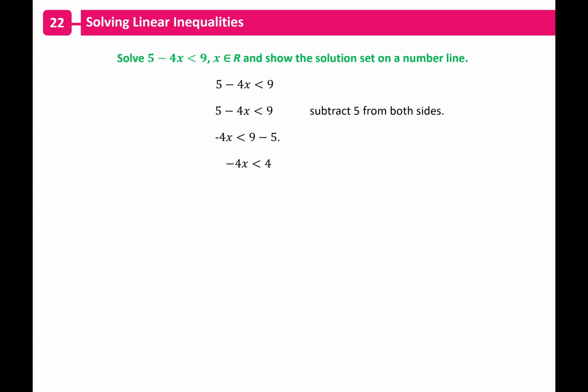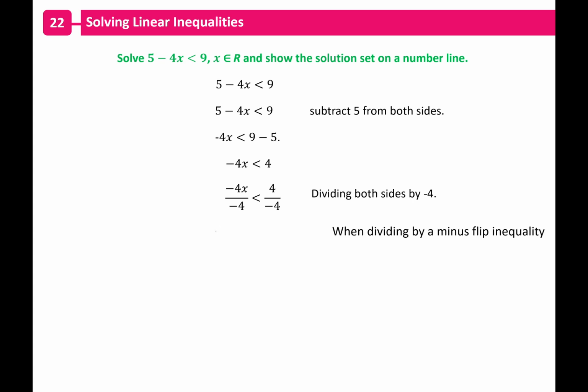I now want the x on its own, so I have x times by minus 4. So to move my minus 4, I must divide both sides by minus 4. And if I am dividing by a negative number, I must also flip my inequality. This leaves me with x is greater than minus 1. So my answer is x is greater than minus 1, where x is an element of a real number.